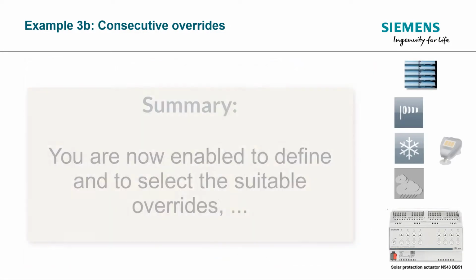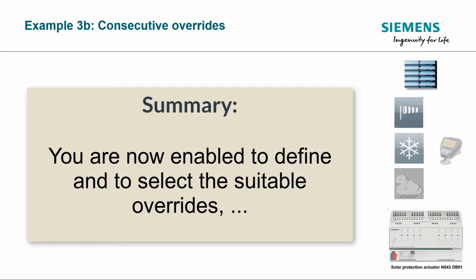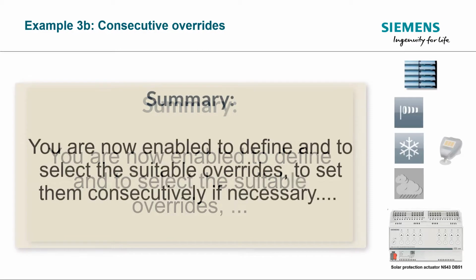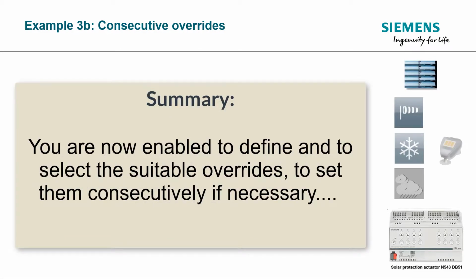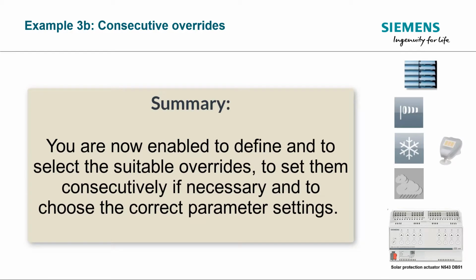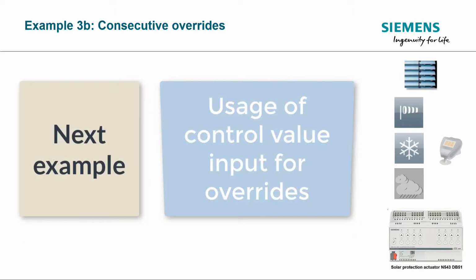We are now at the end of this example. You are now able to define overrides, select them correctly, set them consecutively if necessary, and adjust the parameters accordingly. Next, we'll look at the options offered by the control value input in an override function.